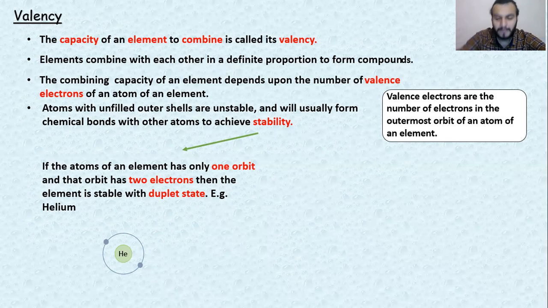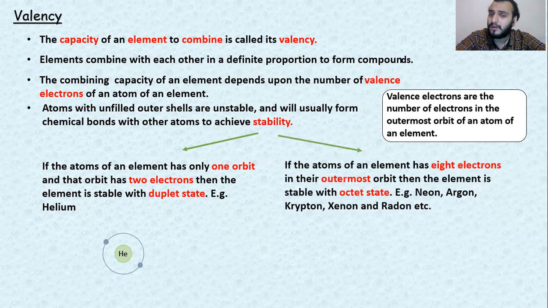Again, duplet means two electrons, and this duplet state is applicable if the atom has only one shell. If there is more than one shell, then duplet is not applicable. It is applicable for an atom having only one shell. So an atom having one shell with two electrons in that shell, so that the duplet gets completed and it becomes stable. But in case the atom has more than one shell, then what? Then the other possibility is the octet state.